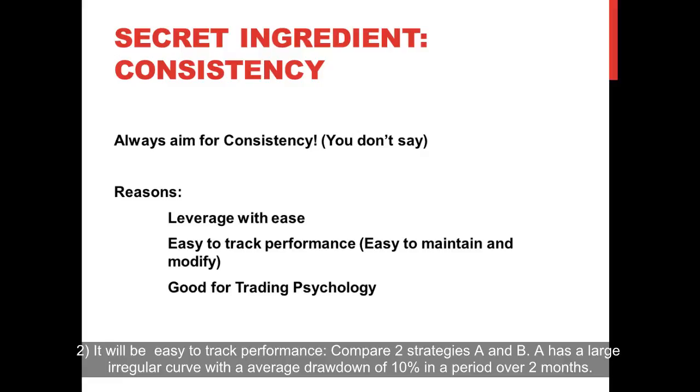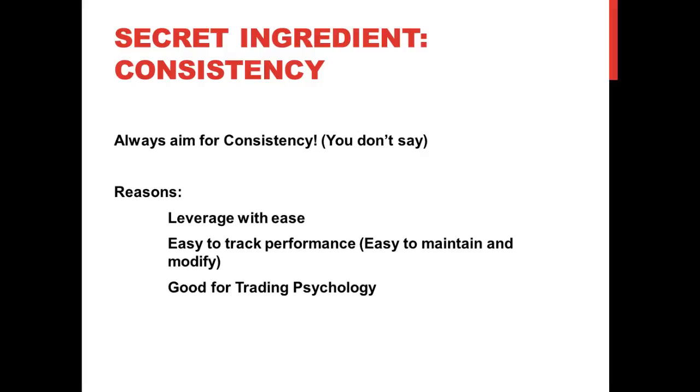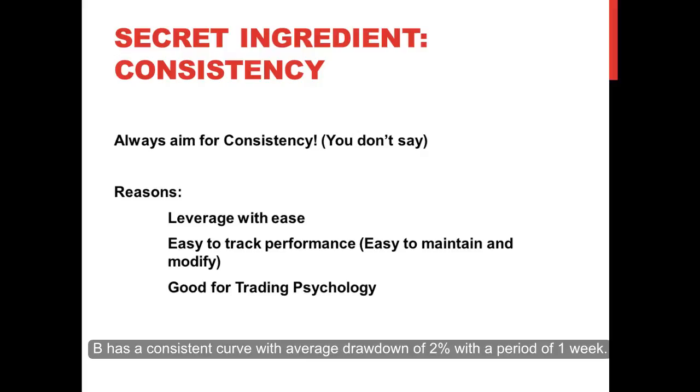It will be easy to track performance. Compare 2 strategies, A and B. A has a large irregular equity curve with an average drawdown of say 10% and a period of over 2 months. B has a consistent curve with an average drawdown of 2% with a period of 1 week.